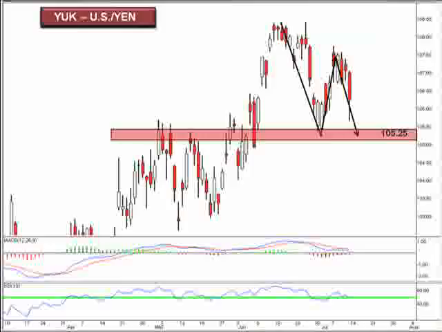However, a measured move based on our fib extensions would see this likely fall back down into the 105.25 level for support. Our MACD and our RSI are both suggesting that the path of least resistance is to the downside.